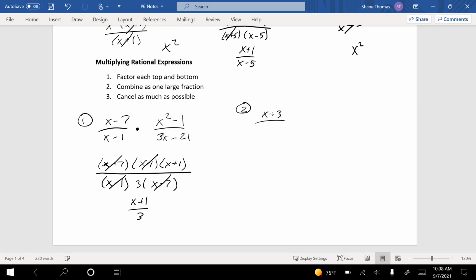x plus 3 over x squared minus 4 times x squared minus x minus 6 over x squared plus 6x plus 9.